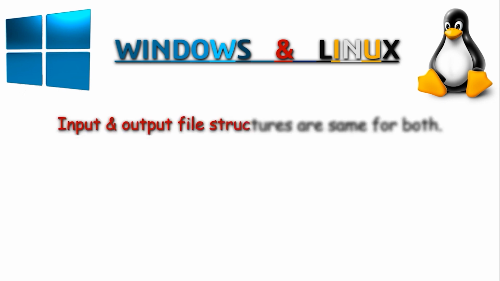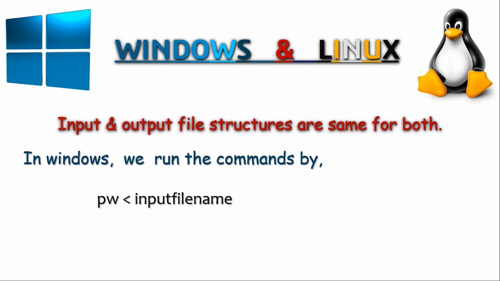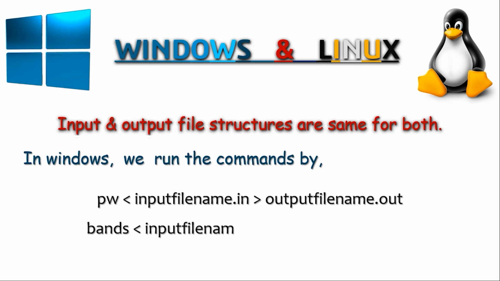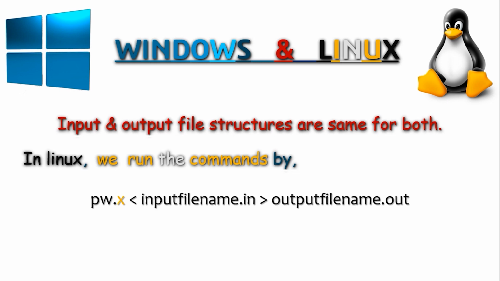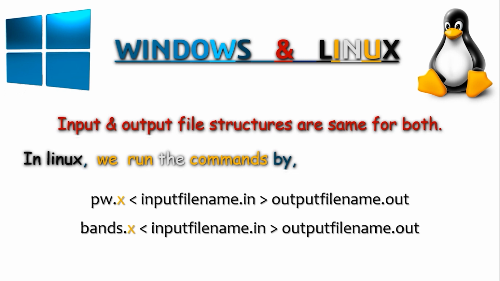Okay, now input and output file structures are the same for both Windows and Linux. In Windows, we run the commands by, for example, pw less than input file name, whatever your input file name is, .in greater than output file name .out. Okay, and this is for SCF calculation. And for band structure calculation, we will write bands less than input file name .in greater than output file name .out. In Linux, we run the commands by pw.x, that is, one .x is there only, and bands.x less than input file name .in greater than output file name .out.